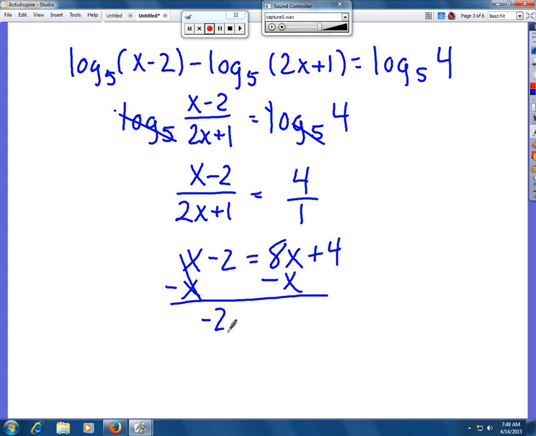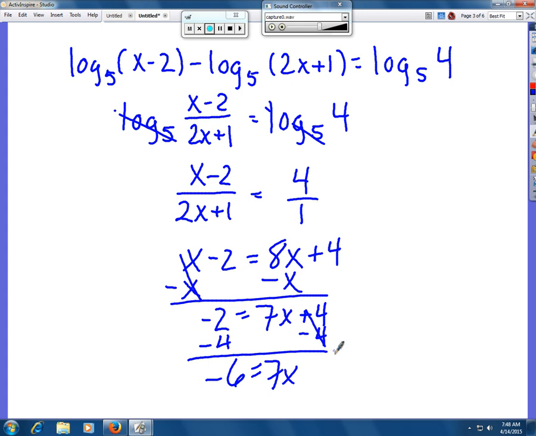I have negative 2 equals 7x plus 4, and then negative 6 is equal to 7x. Divide by 7, and I get x equals negative 6 over 7. Remember to check that solution. And it's not going to work because the negative 6/7, whatever it is, minus 2 is still going to be a negative answer. So this is not a valid solution. So I just write no solution.